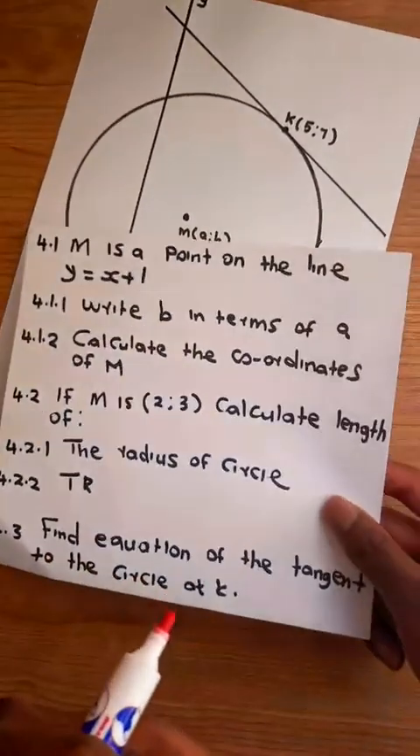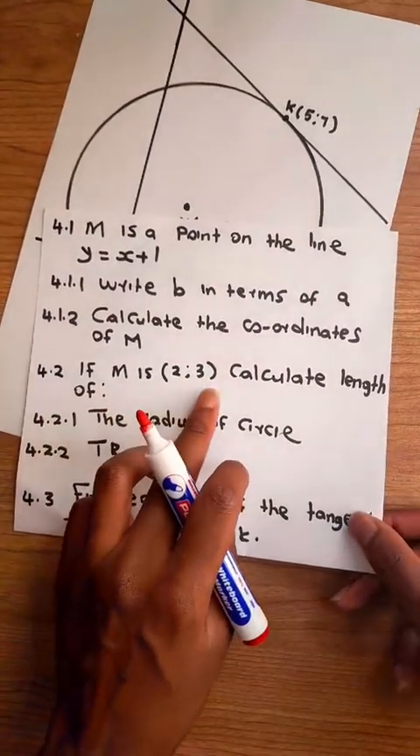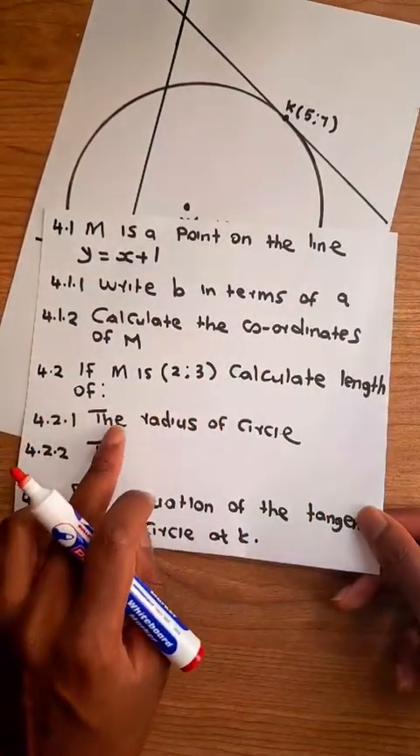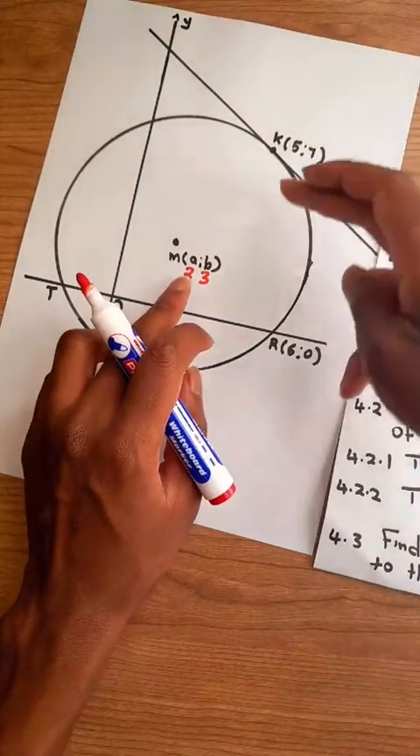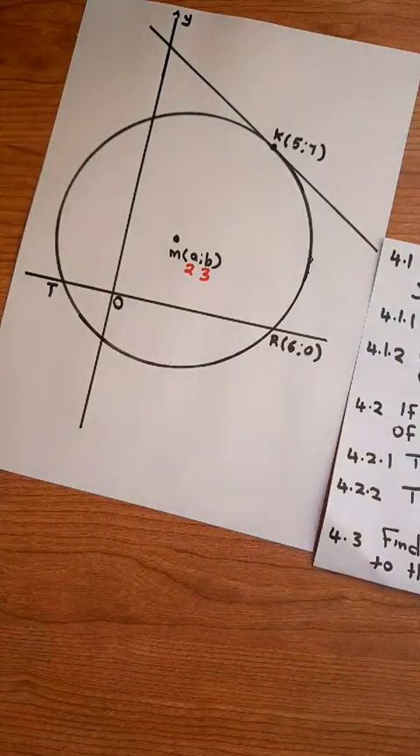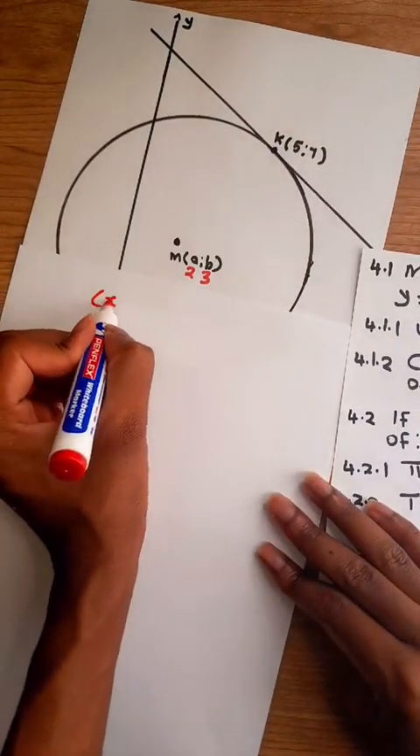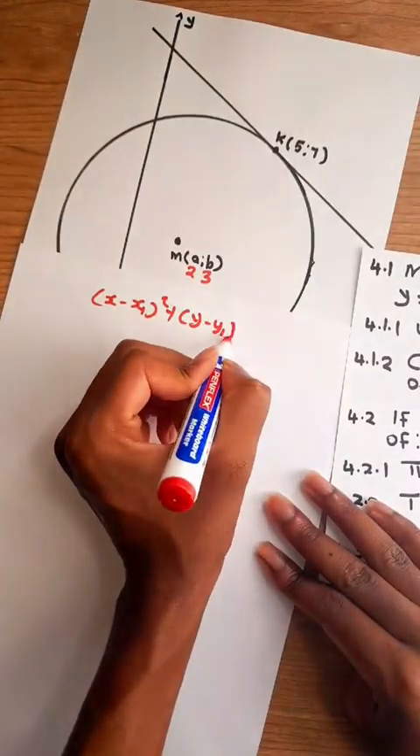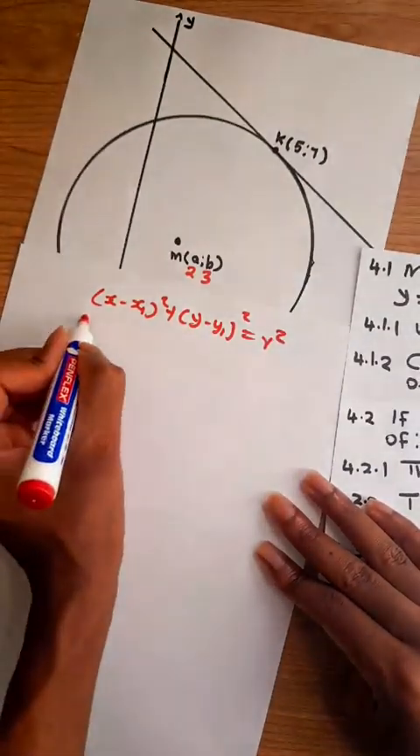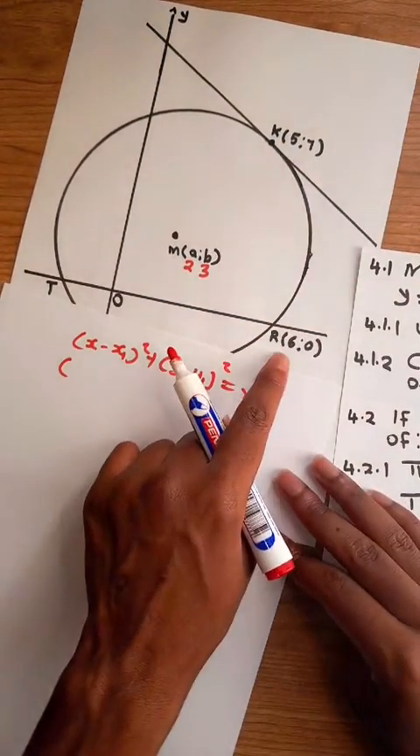Now the next question says, if M is (2, 3), calculate the length of the radius of the circle. So now, because we know that the center is actually (2, 3), they want us to calculate the radius of the circle. So what do we do from this point? We know that the equation of the circle is going to be (x minus x1) squared plus (y minus y1) squared equals the radius squared. Let's choose any point. You can choose K, you can choose R, it's up to you. So let me just choose R because there is a 0, right?